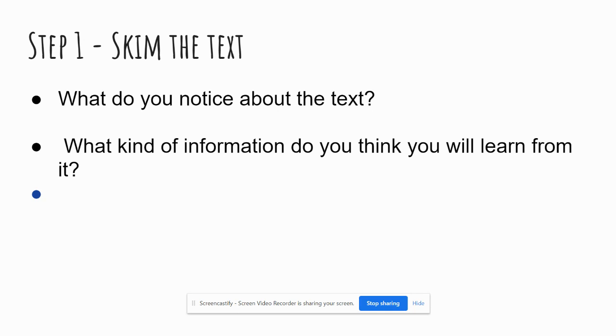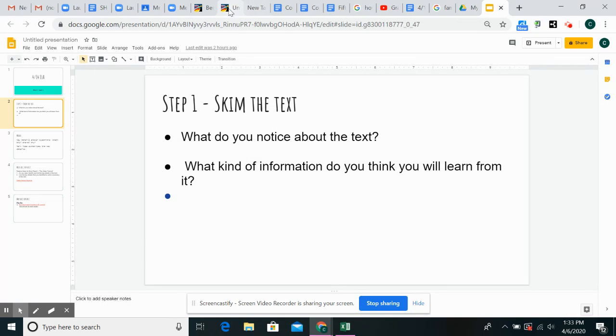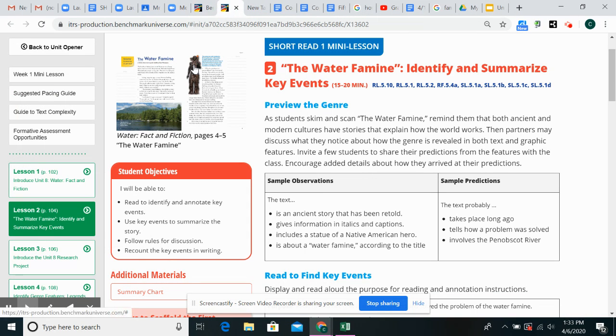First, I'm going to just have you skim the text and hone in on some important aspects, such as what do you notice about the text? What kind of information do you think that you will learn from it? So this sets up your purpose for reading. I'm going to pull up the short reads so that I can do this along with you.